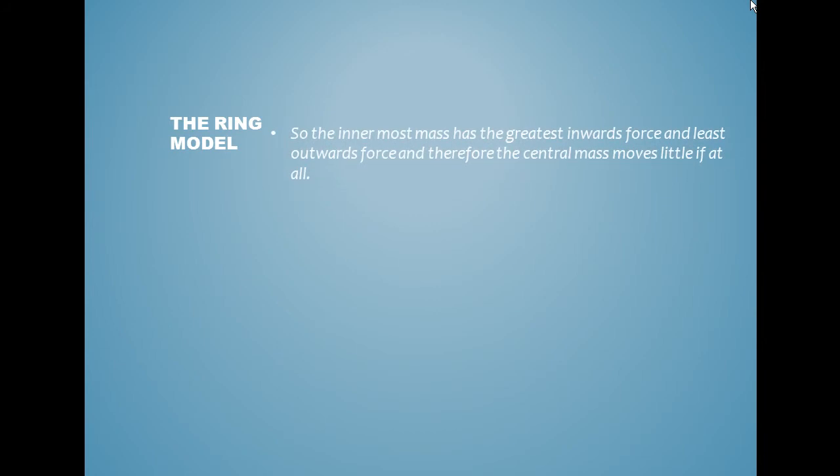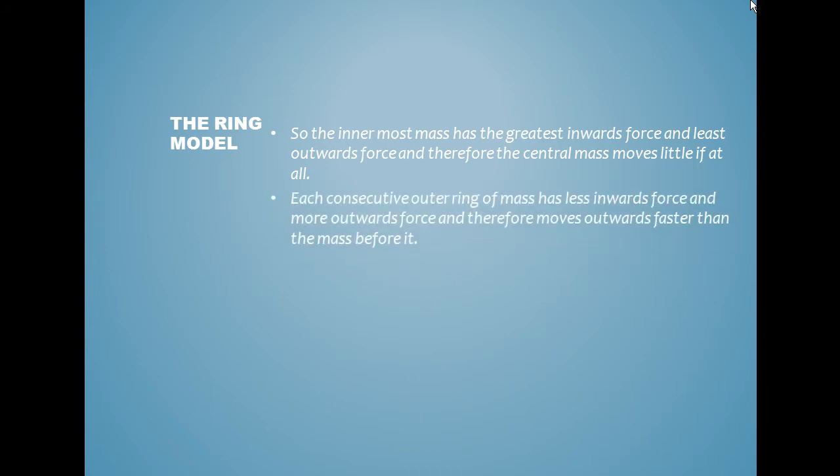So, the innermost mass has the greatest inward force and the least outward force. That's because the innermost mass has the greatest force of gravity and is furthest away from the vacuum. Therefore, the innermost mass is likely still contracting or has the least expansion.